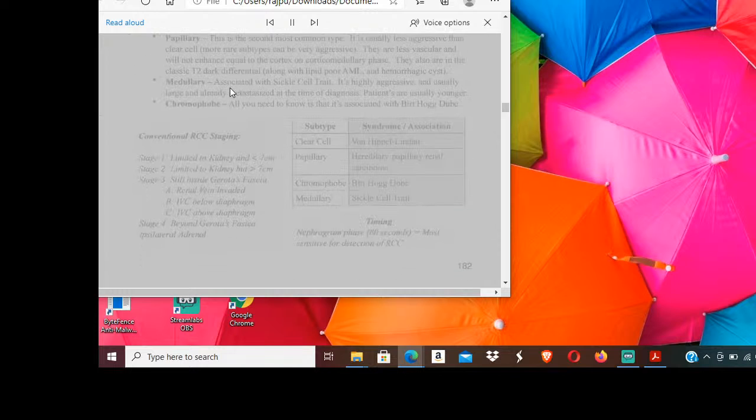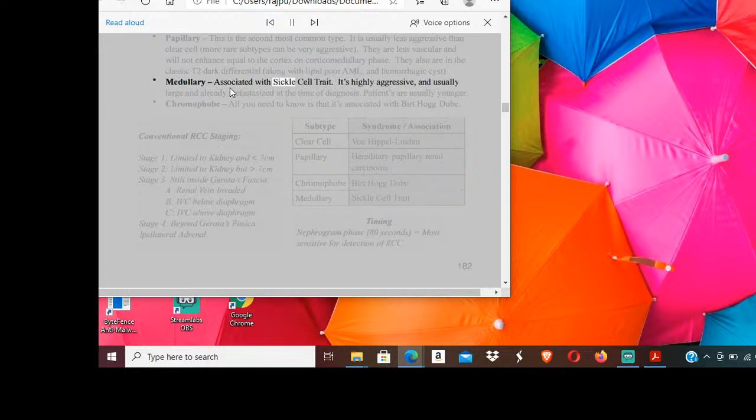Papillary: this is the second most common type. It is usually less aggressive than clear cell. More rare subtypes can be very aggressive. They are less vascular, and will not enhance equal to the cortex on corticomedullary phase. They also are in the classic T2 dark differential, along with lipid-poor AML and hemorrhagic cyst.